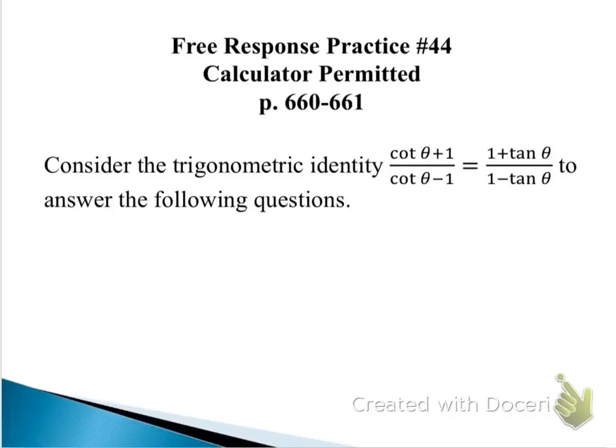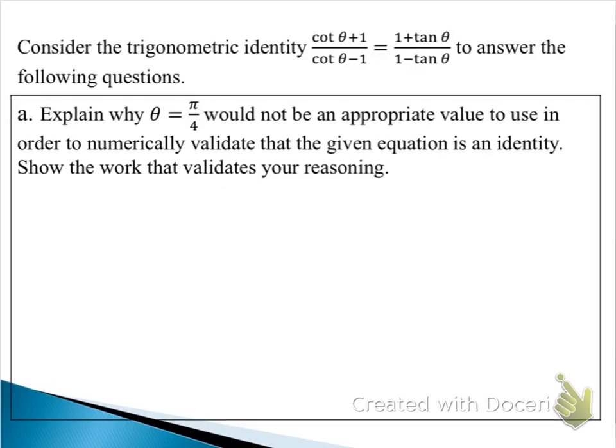All right, so this is the second part, and this is only the free response, on pages 660 to 661. So consider this trig identity that we have, and we're going to answer the following questions. The first one is to explain why theta equals pi over 4 would not be an appropriate value to use in order to numerically validate that the given equation is an identity. So we're going to show our work to validate our reasoning.